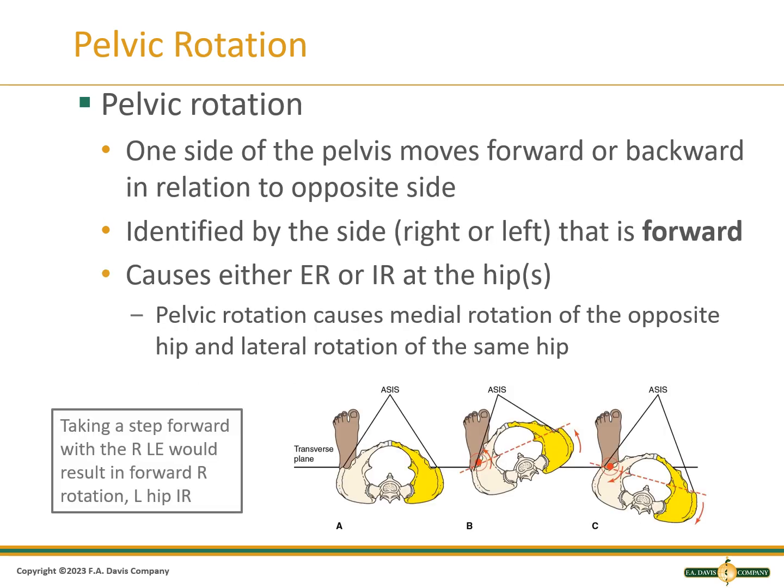Pelvic rotation is named by the side that is forward and happens regularly during normal gait. We identify the rotation by naming the side that is forward, and when we have a pelvic rotation, this causes medial rotation of our opposite hip and lateral rotation of the same hip.